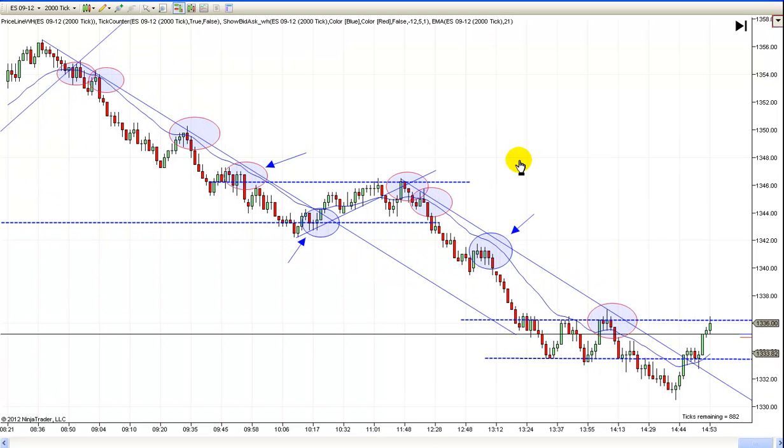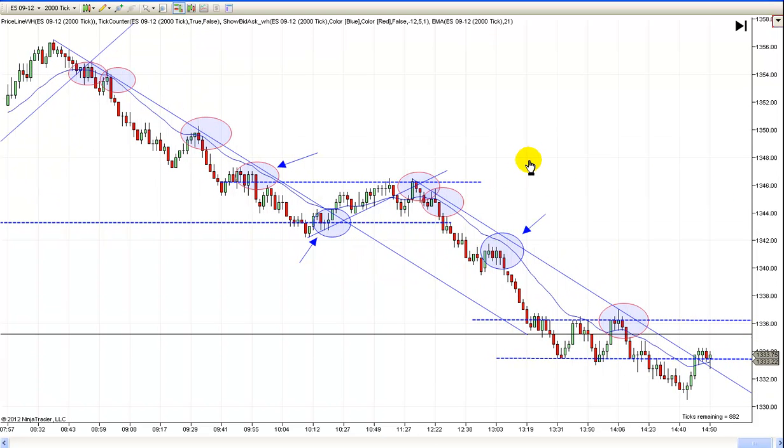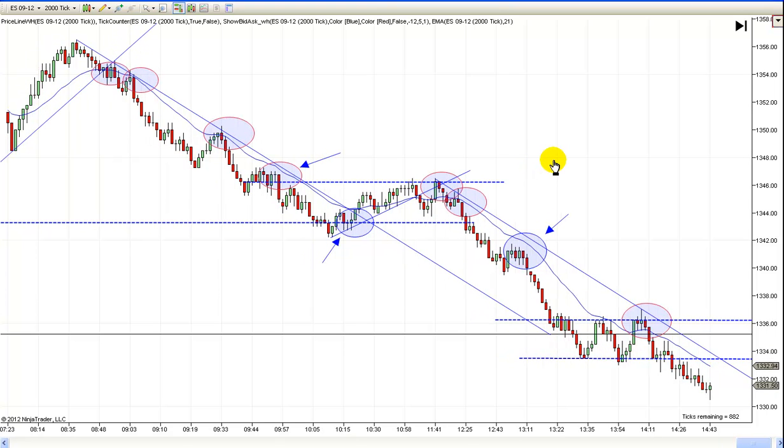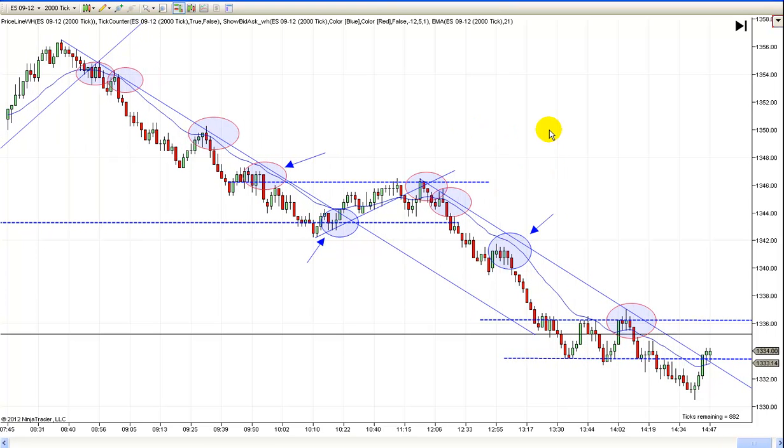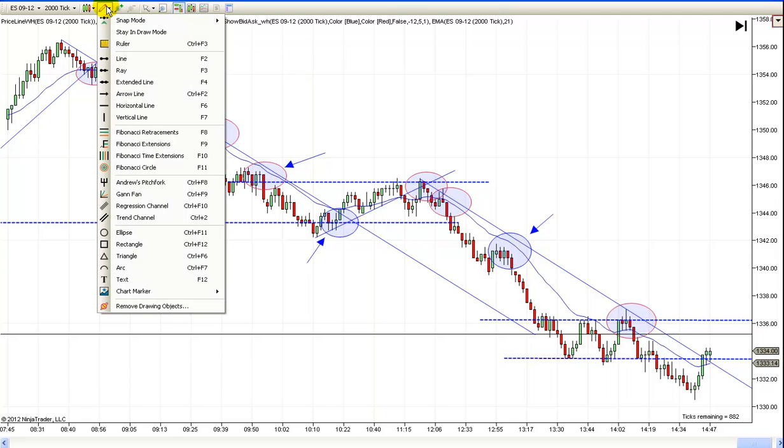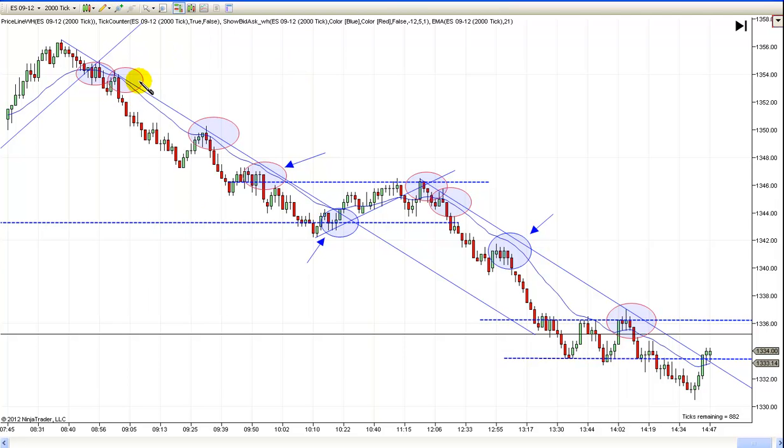We had a nice downtrend today. Before I get started talking about the trades, I'm going to show you a couple of quick secrets that I use. I wouldn't call them secrets, but they're just little tricks or things that can help you.